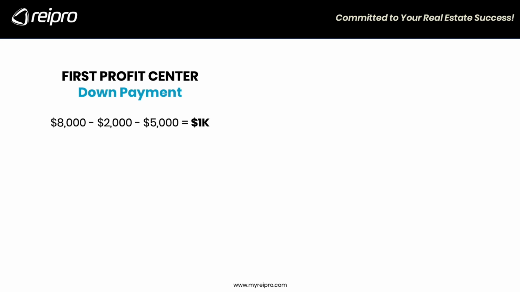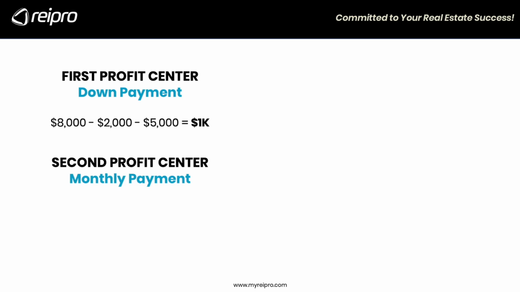The new buyer gave us $8,000, but we had to give the seller $2,000. And also remember, we put $5,000 into the property. So in this particular case, we only made $1,000. Now the second profit center is the difference in monthly payments. The new buyer is paying $1,550. We're paying the seller $1,250. It's going to give us a $300 per month positive cash flow. Keep in mind, on a property we don't even own.